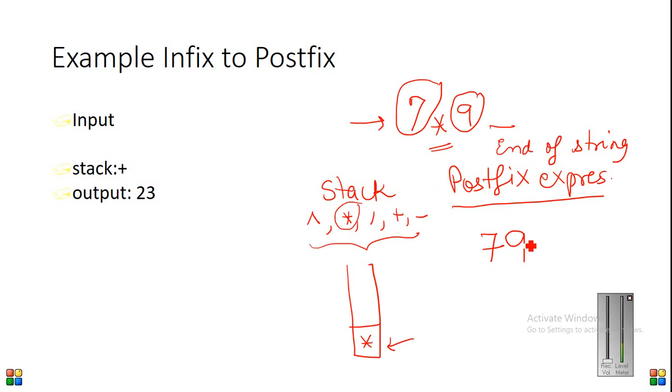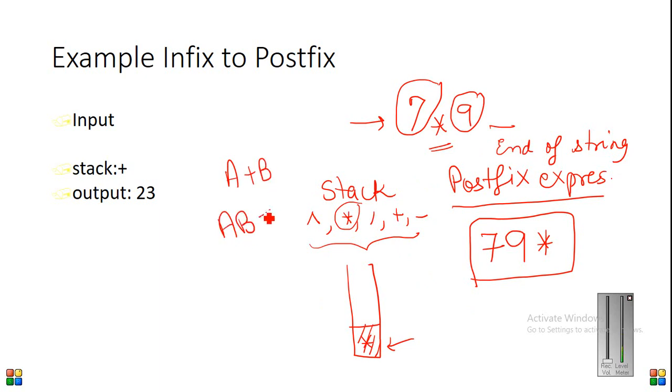So what I do at the end of the string is pop everything from the stack. So everything is popped out and this is the output. Also you know that when you have a string called a plus b, the expression will be ab plus for postfix. I hope the example is clear to you. So we will come across more complex examples.